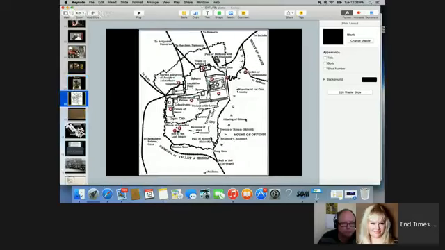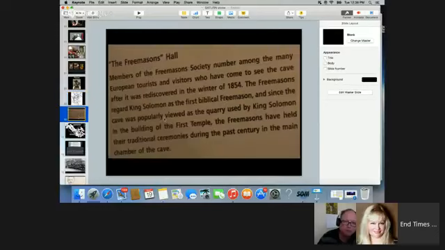And here is just another map that I put on here with the Valley of Hinnom and Kidron, and then this area going down the temple, and then where Jesus was hung on the cross. Now, let's get to the Freemasons.